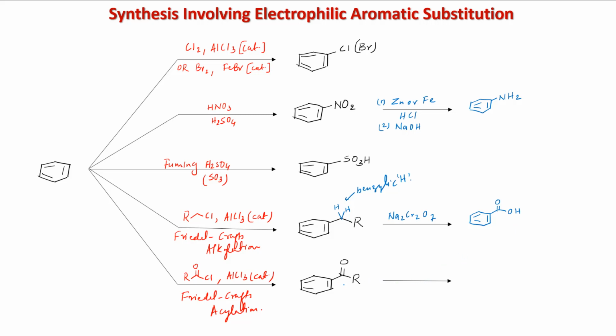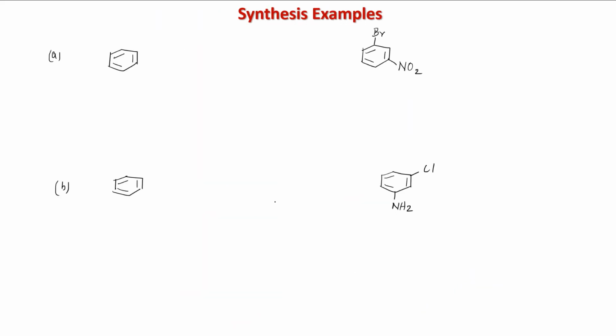Similarly, ketones which are derived from the Friedel-Crafts acylation reaction can be reduced using zinc amalgam and HCl, so under acidic conditions, to give alkyl benzenes. So the derivatives that are initially synthesized can be converted into other aromatic compounds by subsequent reactions that we are able to do here. Now let's try to explore some synthesis examples based on an understanding of these reactions.